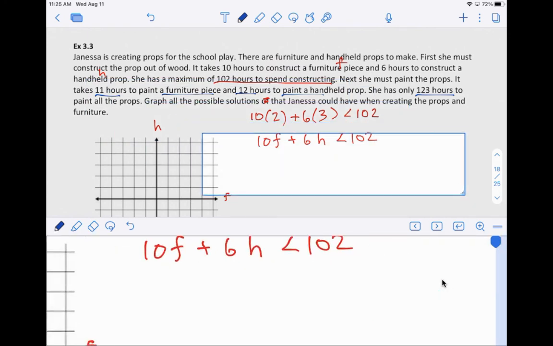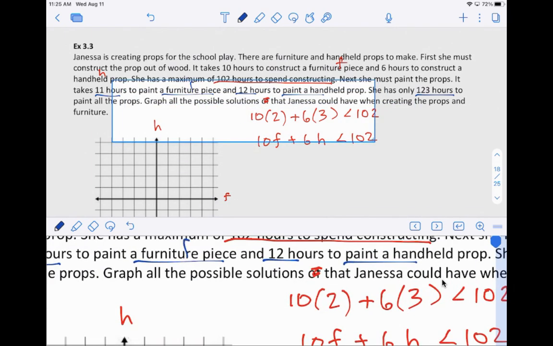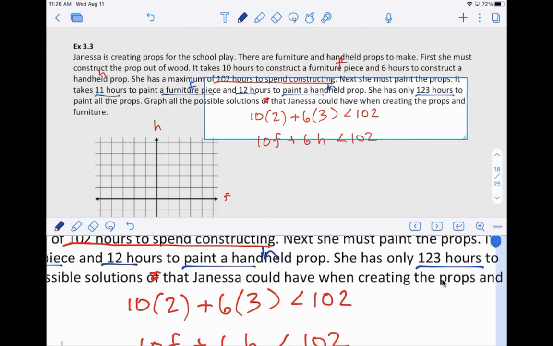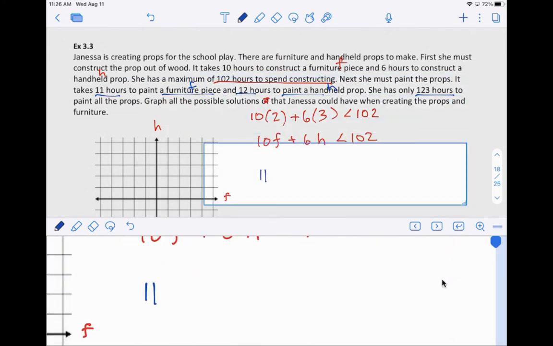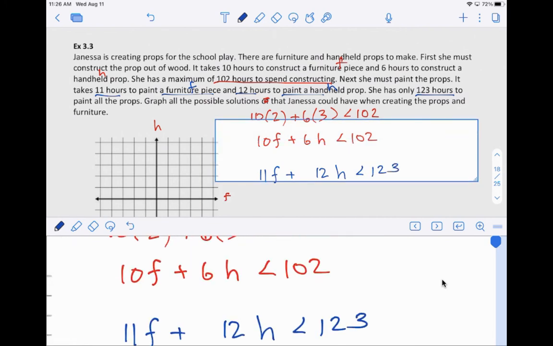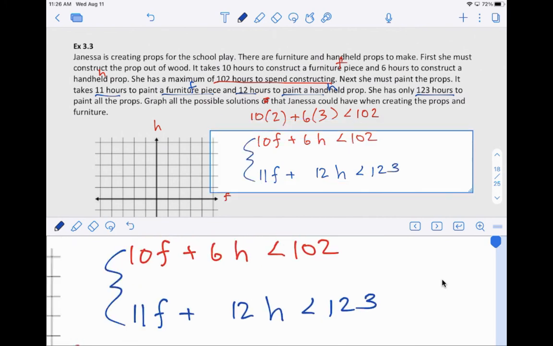Now you would assume for the play, they're going to be the same amount, right? But we don't have to limit ourselves to that kind of thinking. We're not going to say just because she only makes 10 pieces of furniture, she has to paint 10 pieces of furniture. So we're going to keep it nice and loosey-goosey. But again, we see that F and we see that H, right? Those handheld, 11 hours per furniture and 12 hours per handheld. And then we see again that maximum, she only has 123 hours, and so it has to be less than 123. And now we see our intersection, our system.